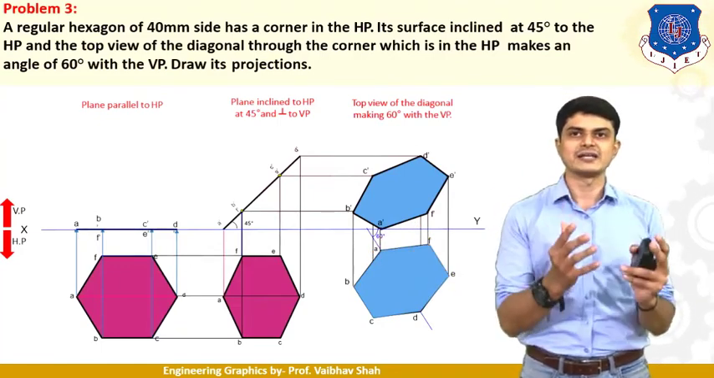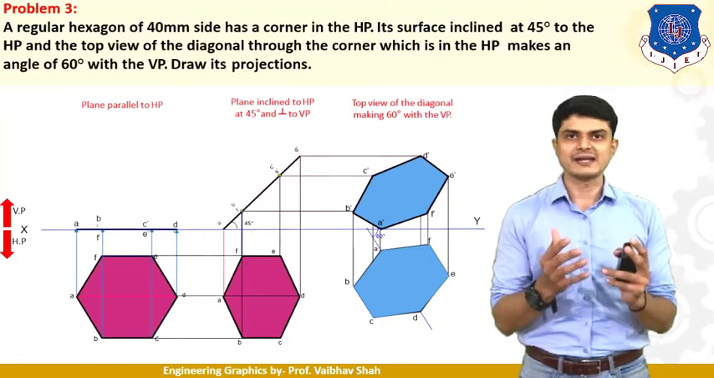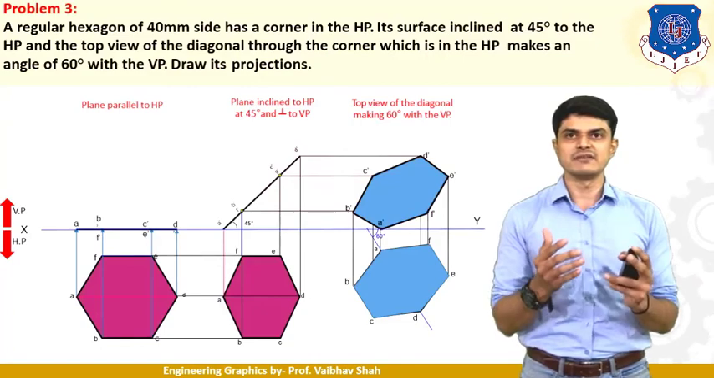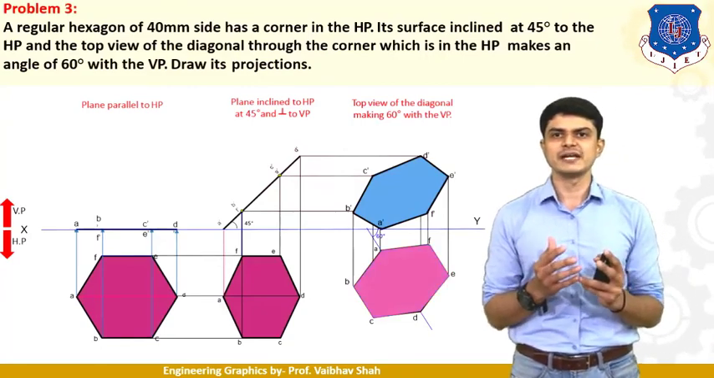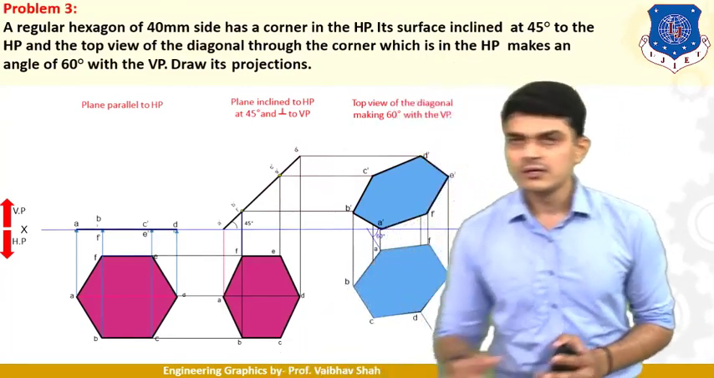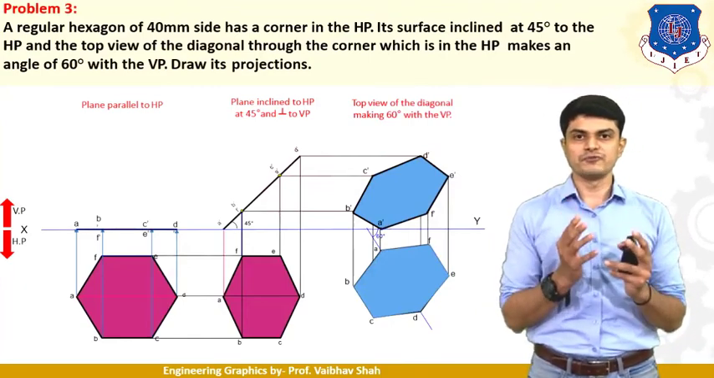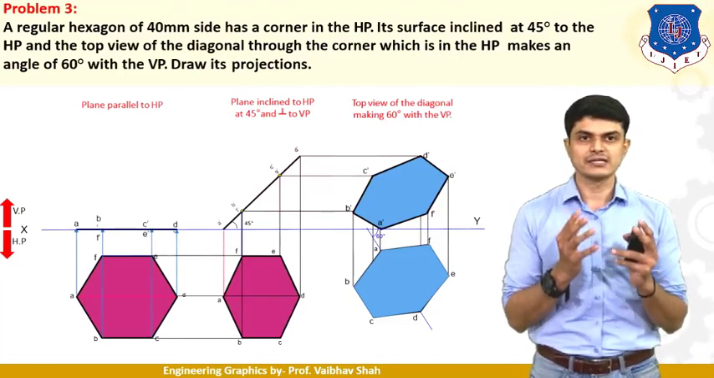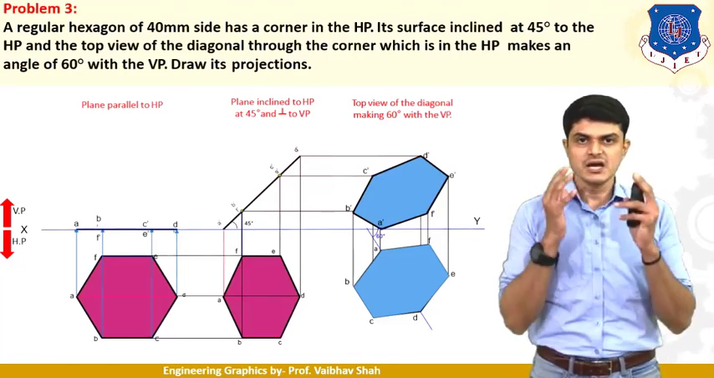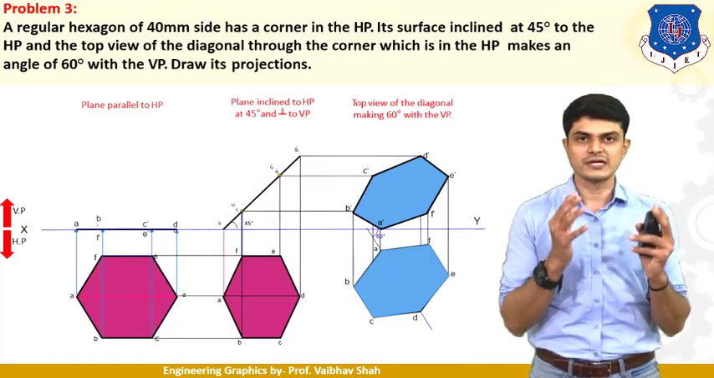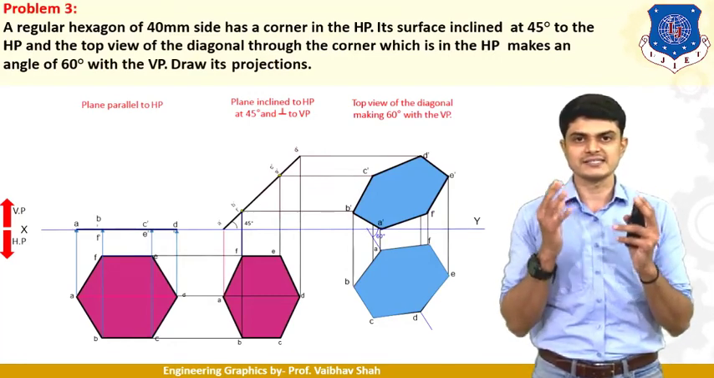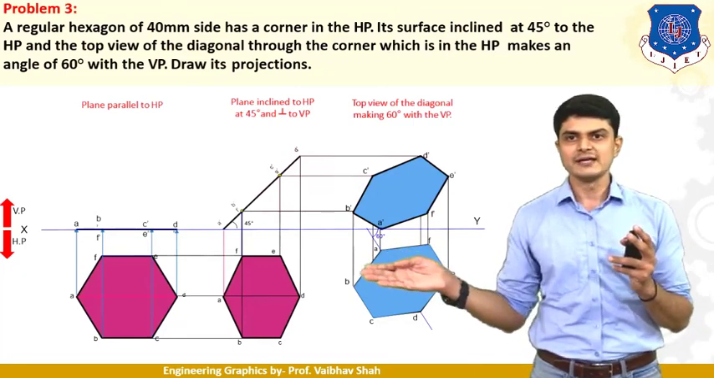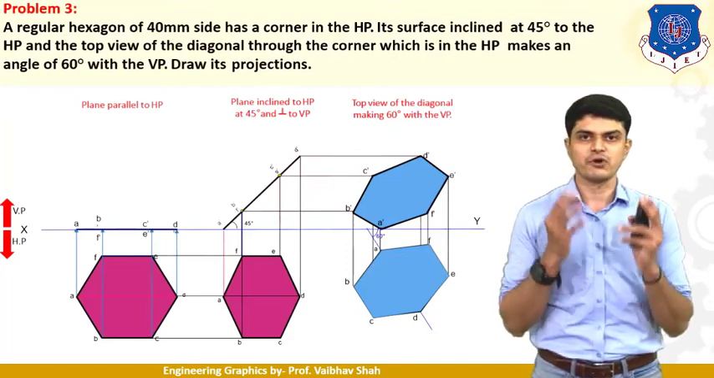Now let us move to the final condition in which the top view of the diagonal through the corner, which is in HP, makes an angle 60 degrees with the VP. So here we are talking about the top view of the diagonal through that corner. First let us understand what we mean by through that corner. Corner means the corner on which it is resting. So A point is the corner. There is one diagonal passing through your point A. So AD is your diagonal which is passing through that corner.